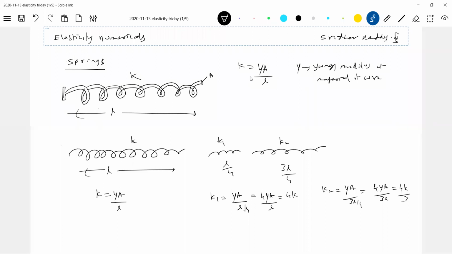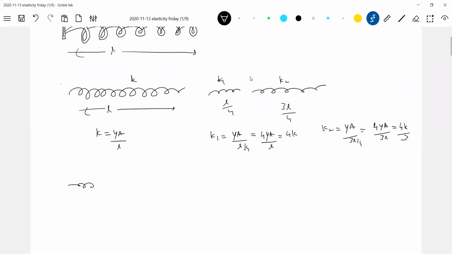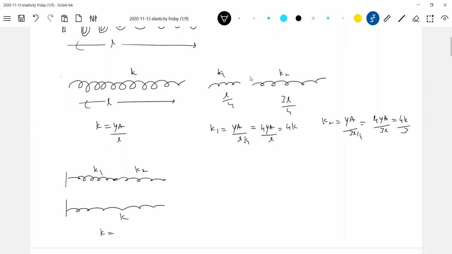Now I'll connect them in series and parallel. Already we have discussed this in work point G, springs in series and parallel. Can you recollect all those ideas? Now if the two springs are K1 and K2, I want to replace them with an effective spring constant. So what should K be? For series, 1 by K equals 1 by K1 plus 1 by K2.